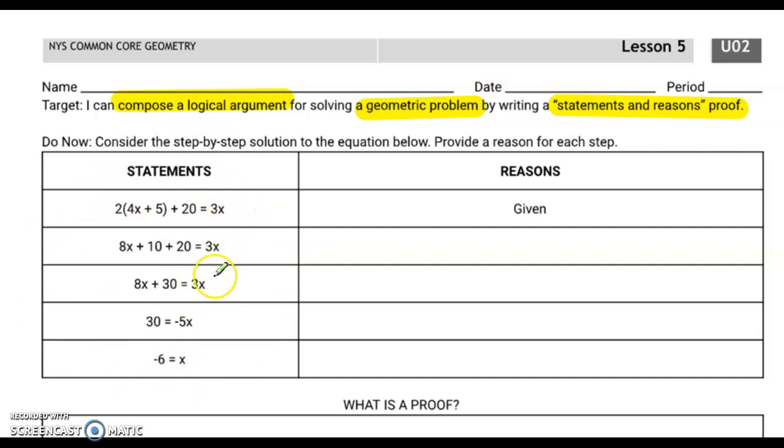And there's a number of different reasons why we went from this step to this step, from this step to this step. Take a few moments to try to figure out the reasons for each step. Why did we go from here to here? Why did we go from here to here? There are mathematical reasons for each step. So try to figure those out and come back to see if you got them right.